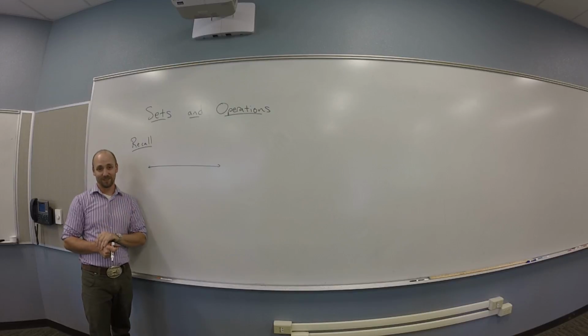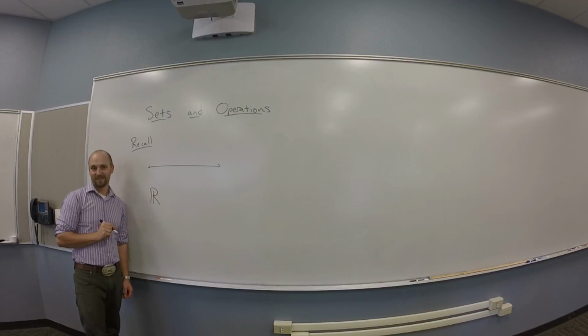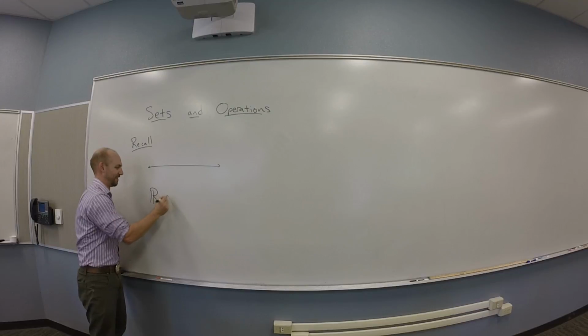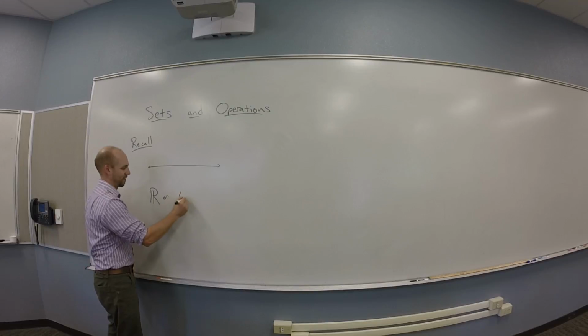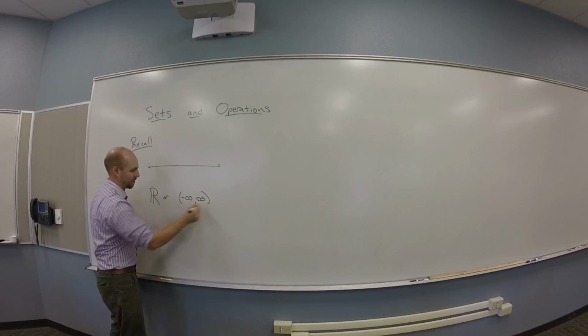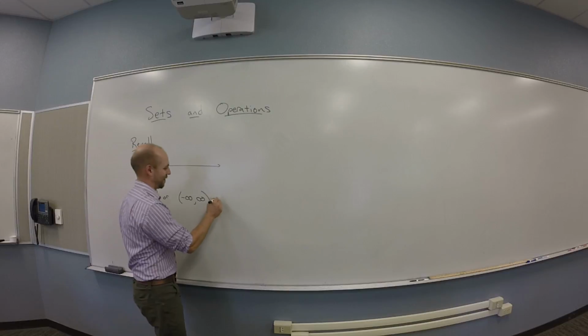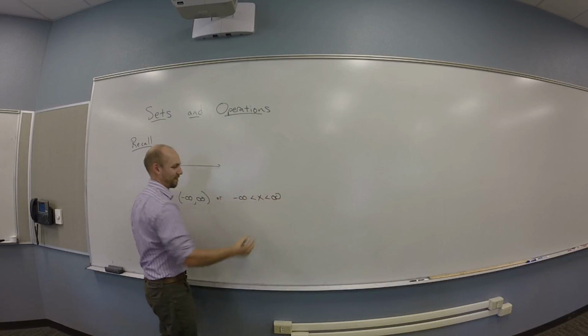So here's all the numbers, right? How do you write all the numbers? Okay, so we might write this thing. How else might you write this? Negative infinity to infinity in set notation. It's just a number line that goes on forever. How about if I wrote some inequalities?